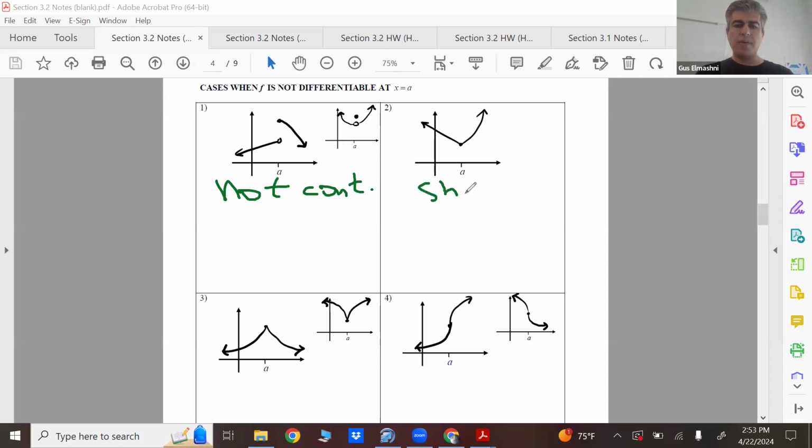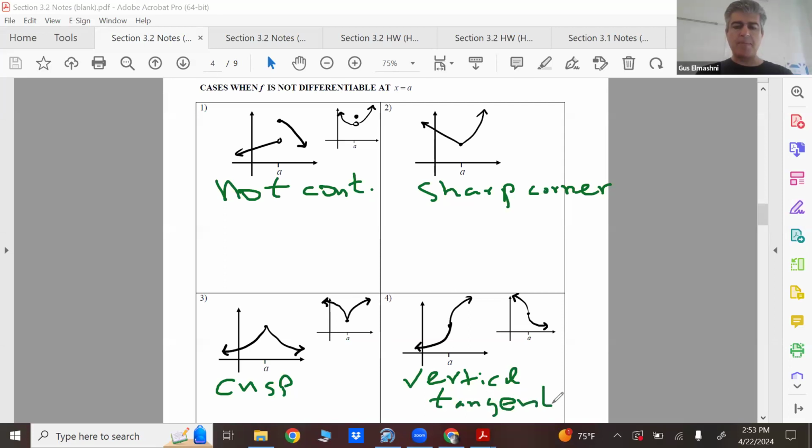Okay, cases when you're not differentiable. So we have no continuity. We're not continuous. Also, we have a sharp corner. Also, this is called a cusp. And this is called a vertical tangent. These are different situations where differentiability would not happen. And here's the reason why. It's a cusp, sorry.